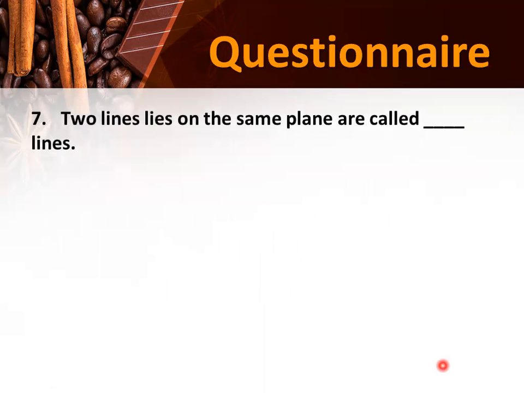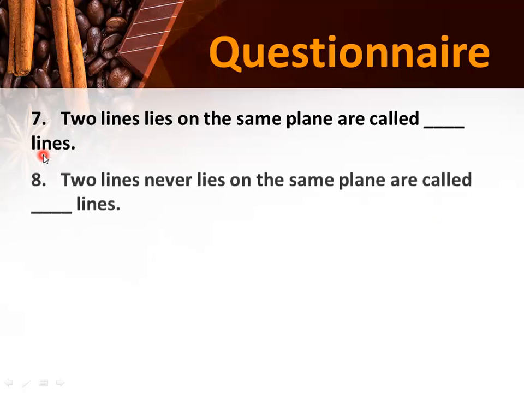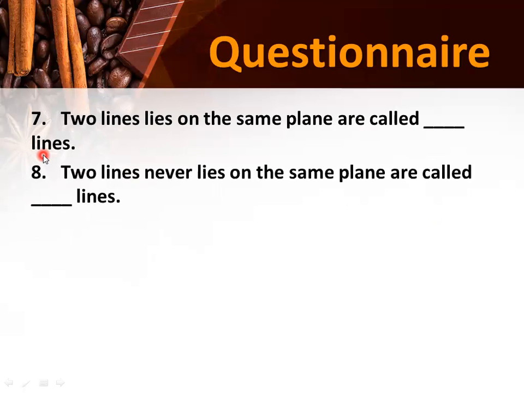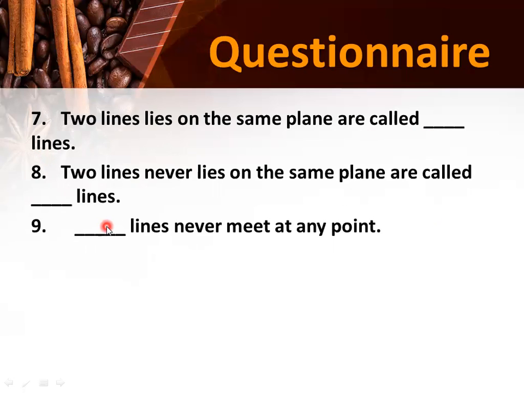Some more questions. Two lines that lie on the same plane are called coplanar lines. If you have two lines lying on the same plane, you will say that these are coplanar lines. And two lines that never lie on the same plane are called non-coplanar lines. Number 9, dash lines never meet at any point. Which lines? Parallel lines. Parallel lines never intersect at any point.